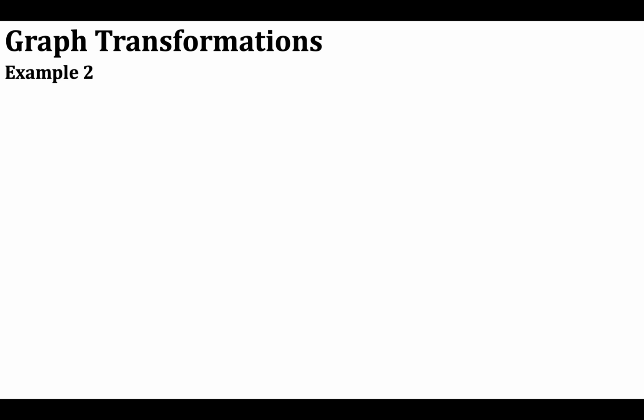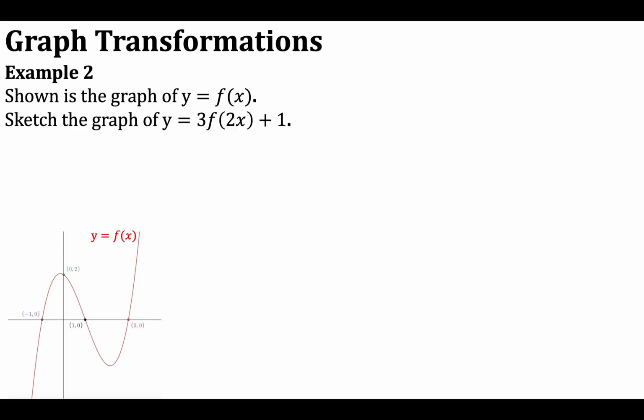Okay, welcome back. We'll have a look at another example here. Shown is a graph of y equals f of x, and we want to sketch the graph of y equals 3f of 2x plus 1. This time you can see that we have 3 different things going on here. We are multiplying by 3. Instead of f of x, we'll get f of 2x, and then we're adding 1 on at the end.